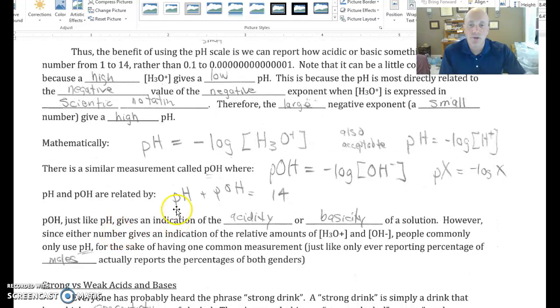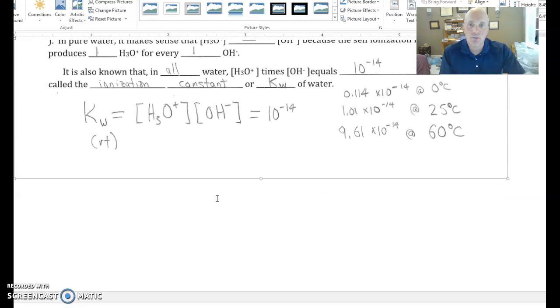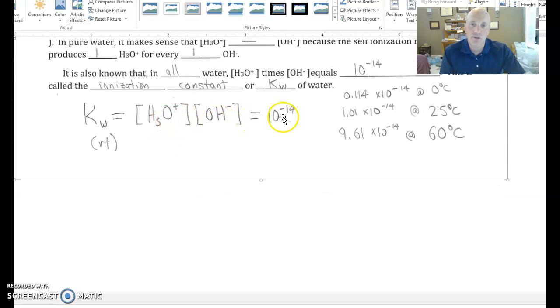All right, so mathematically, pH and pOH are related by this right here. pH plus the pOH is going to be equal to 14, which is something that you could prove mathematically from this expression right here. It's just a mathematical manipulation of this expression.